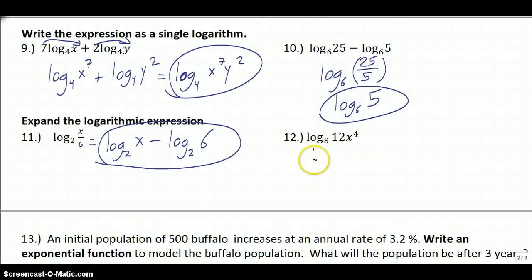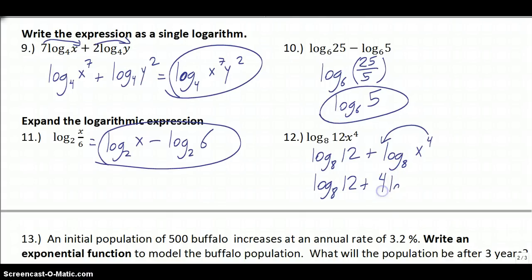12 is the same way. Log base 8 of 12. But this time it's multiplication, so that'll be plus log base 8 of x to the 4th. And then you look and see if there are any powers, and there are. So think of it as they divorced, and then now this one's kicking out the dog because they don't want it to live with them anymore. So it goes outside the house, outside the log. And there you go.